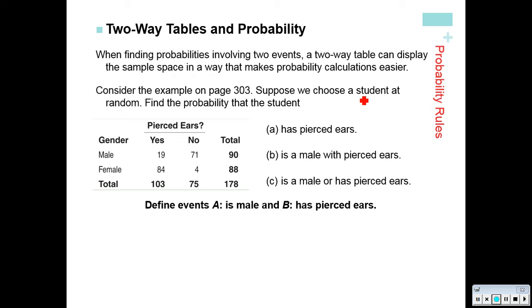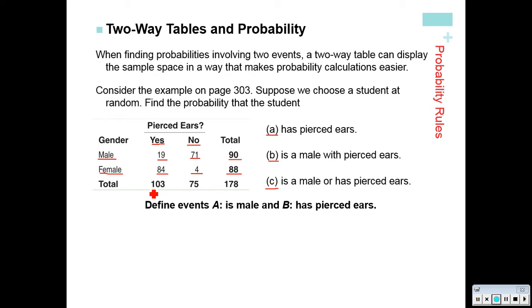So it says, suppose we choose a student at random, find the probability that the student, and I'm looking here at A, B, and C, the parts here. So here's the two-way table, and they broke this out by gender, male and female, and they want to know whether those individuals have pierced ears or not. For the males, 19 had pierced ears, 71 did not. There were a total of 90 males.